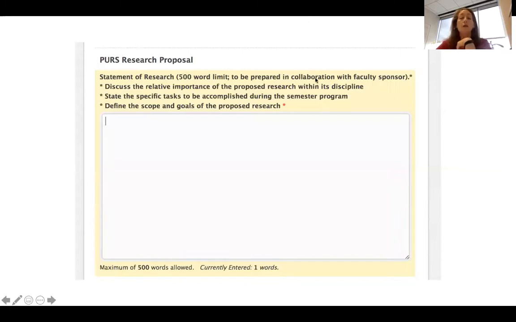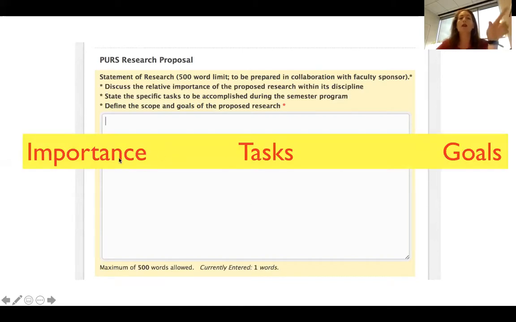They're explaining that this has to be done in collaboration with a faculty sponsor. So again, this is about having a mentor, someone who's going to guide you in your research. For this PERS proposal, you want to discuss the relative importance of the proposed research within its discipline, state the specific tasks to be accomplished, and define your scope and your goals. So they're essentially asking you for three main things. They want you to tell them the importance of what you're doing, what tasks you are going to perform, and then hidden under the pictures here are the goals of your research.